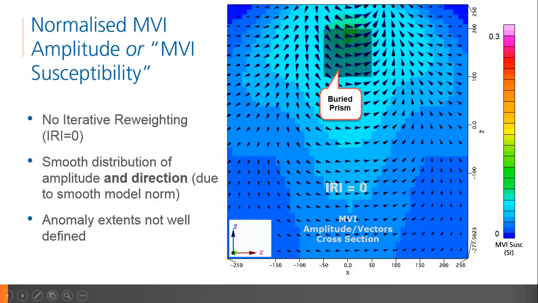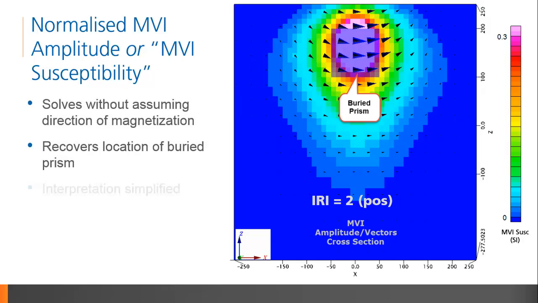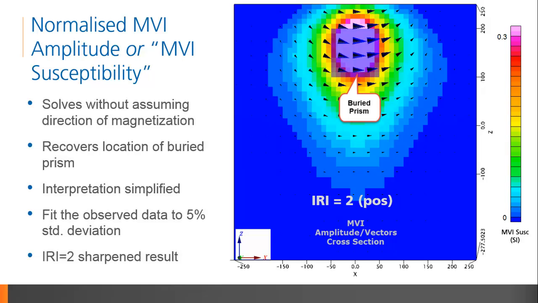Following the same steps as before, I apply IRI focusing to the positive end of the property distribution, since magnetization amplitude is always positive. With an IRI focusing of positive 2, we can see that the MVI recovers the position of the buried prism quite well. The MVI susceptibility product is also more straightforward to interpret compared to the conventional susceptibility.